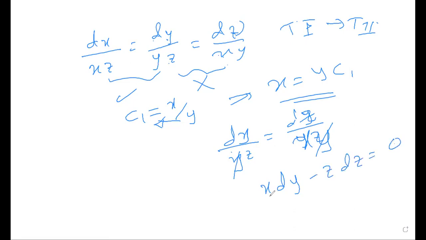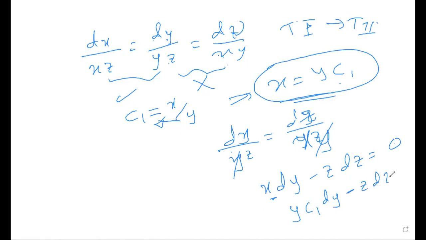Here I don't have y to take the integral, but I have this one. If I substitute this one, I can get the y again. So I'm going to substitute for c1 this one: y c1 dy minus z dz. Now it is okay, no? Am I correct? So now if you're integrating, what will you get? This is a constant, so no problem. You can take it out.